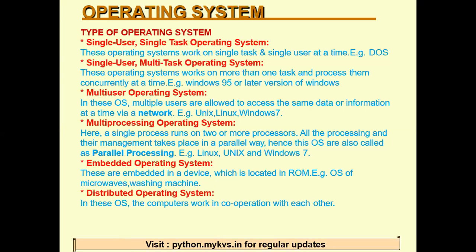For example, if you have a smart TV or a smart washing machine, it's an embedded operating system. There's an operating system which is embedded inside that device. And finally, we have the distributed operating system, where the computers work in cooperation with each other. The two or three devices work in cooperation with each other.